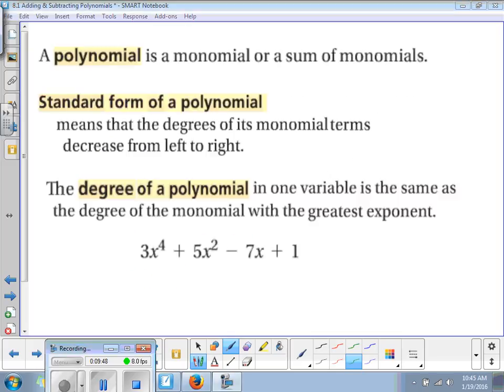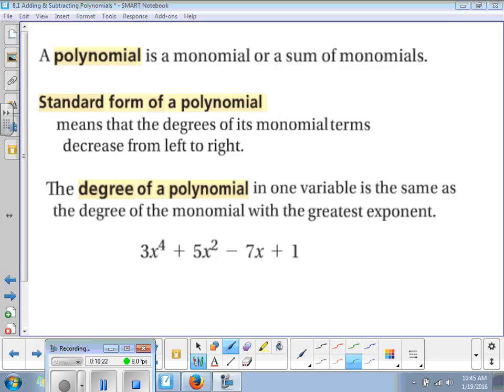All right, a polynomial is a monomial or a sum of monomials. You should write this down. Standard form of a polynomial means that the degrees of its monomial terms decrease from left to right. Okay, so you have to put them in order by degree. The degree of a polynomial in one variable is the same as the degree of the monomial with the greatest exponent. So here we have a polynomial.